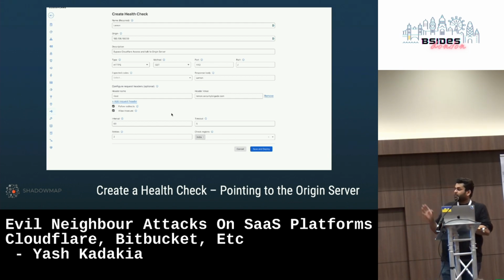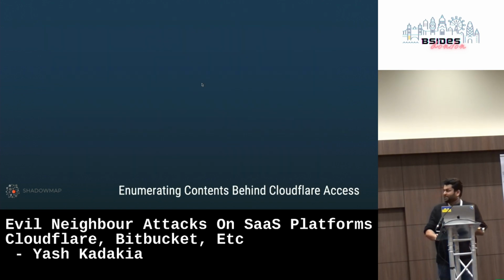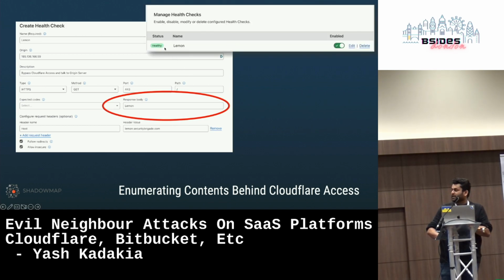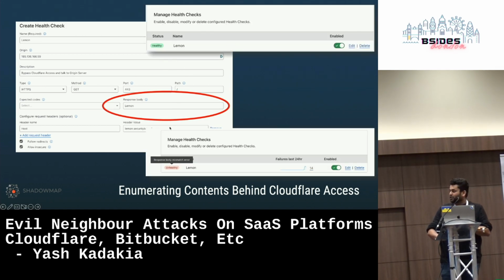But what's interesting here is they have two options, right? One is expected code. What response are you expecting from the server? And the second is expected content. So what you can now do is you can actually make your requests and then enumerate the content that's actually on the page that's behind the authentication, right? So for example, in this case, I put in the word lemon, which is just the title of the website. And you can see if it's actually legitimate, it comes back with a healthy status. If it's not, it comes back with unhealthy. And you can see if you mouse over it, it says response body mismatch error.